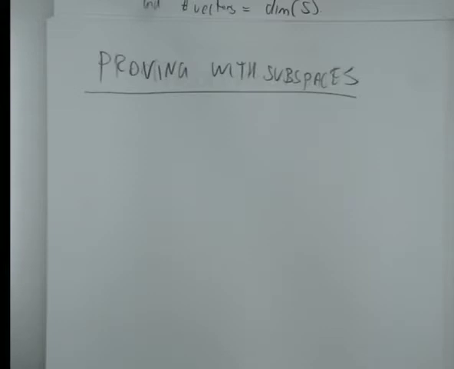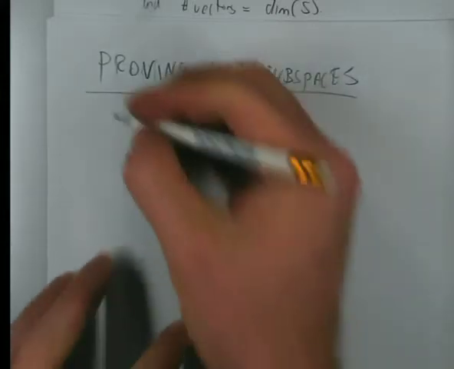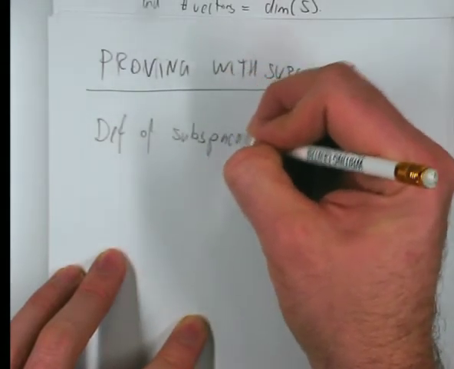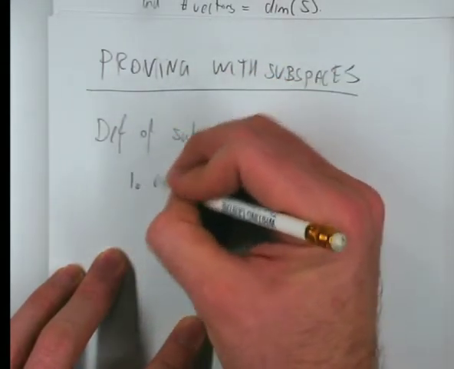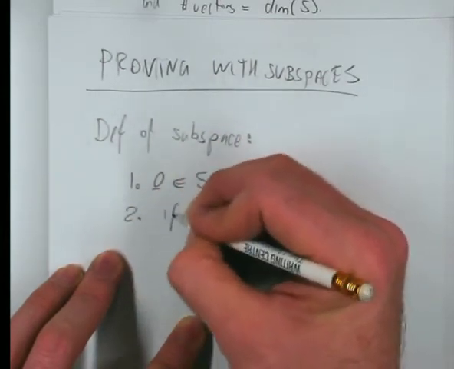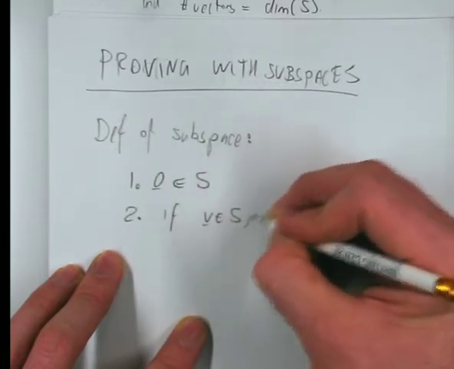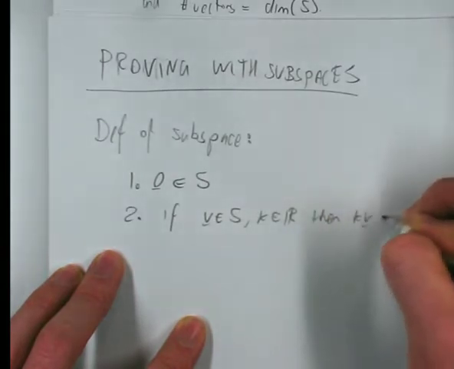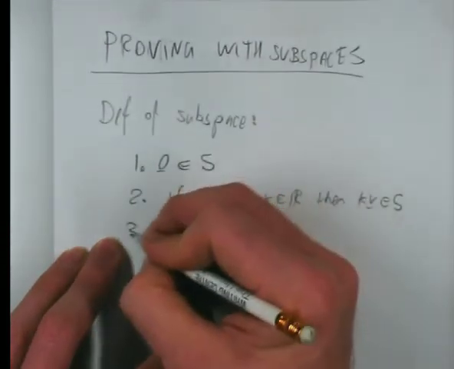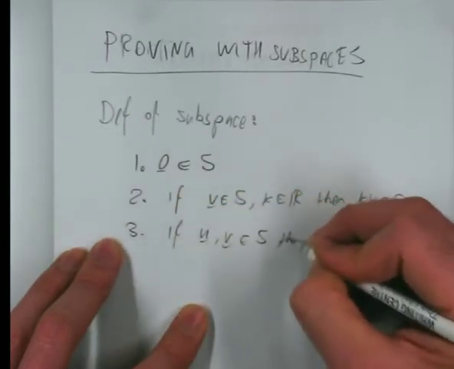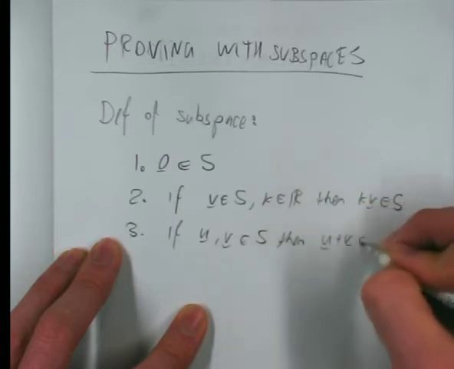All right. Let me pull out that definition of subspace again. So we've got 1, 0 is in the subspace. 2, if V is in S and K is a real number, then KV is in S. And 3, if U and V are in S, then U plus V is in S.